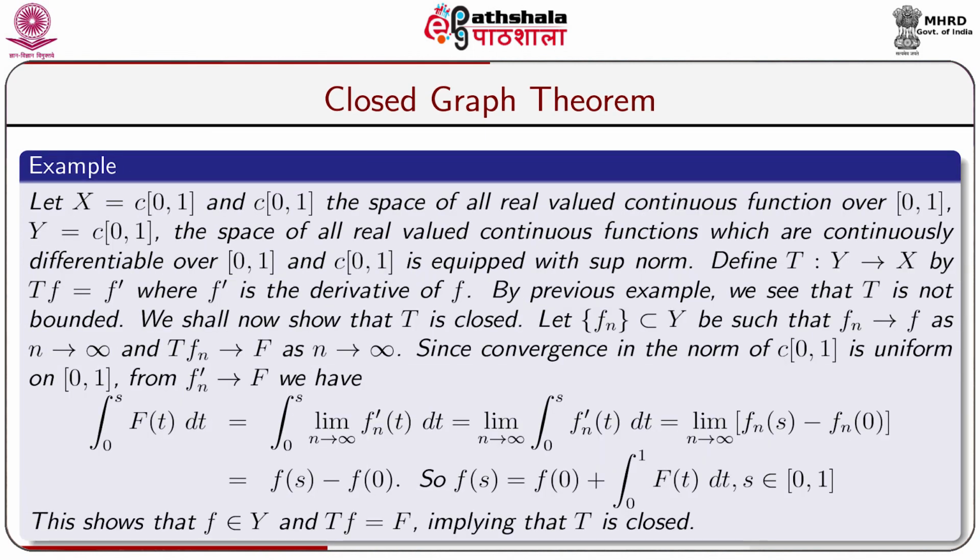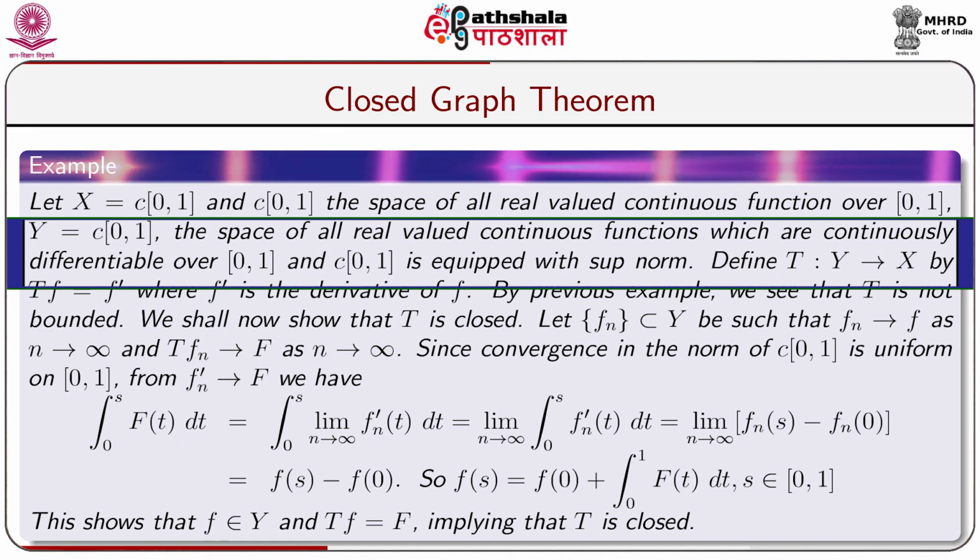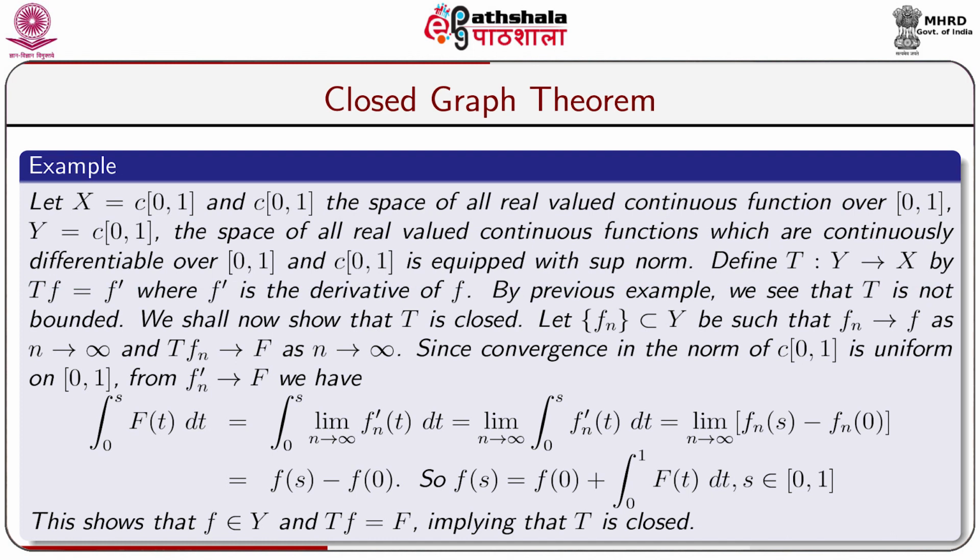Let capital X be equal to C[0,1], the space of all real valued continuous functions over the closed interval [0,1], and Y be equal to C'[0,1], the space of all real valued continuous functions which are continuously differentiable over [0,1], and C[0,1] is equipped with the sup norm. Define T from capital Y to X by Tf is equal to f dash. We see that capital T is not bounded. We shall now show that capital T is closed.